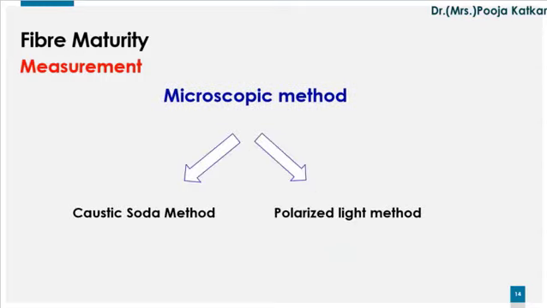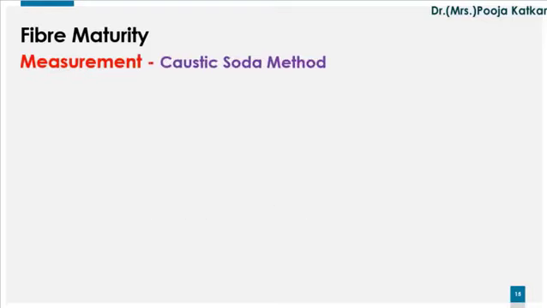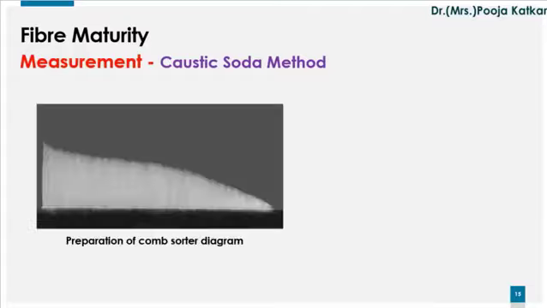So let us start with the microscopic methods, wherein we are going to discuss caustic soda method and polarized light method. Let us start with the first method, that is caustic soda method with the help of microscope. To measure fiber maturity with this method, we have to first prepare sample.